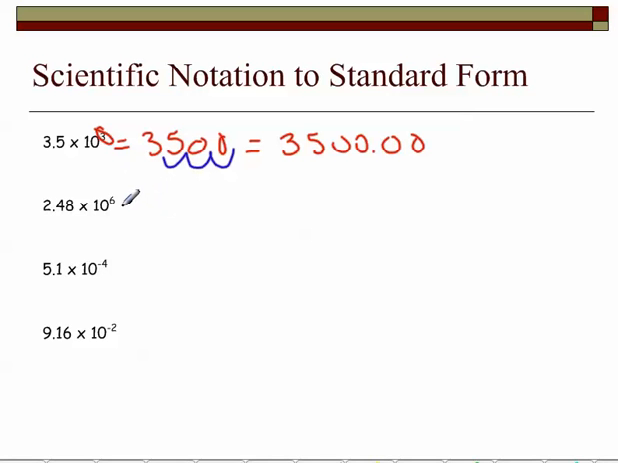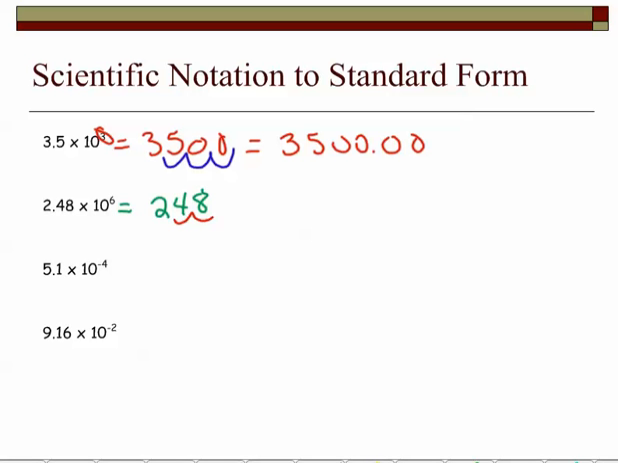So our next number, we have 2.48 times 10 to the 6th. So we're going to write the 248. The decimal was originally between the 2 and the 4. So we're going to shift 10 times. We're going to multiply by 10, 6 times, sorry.